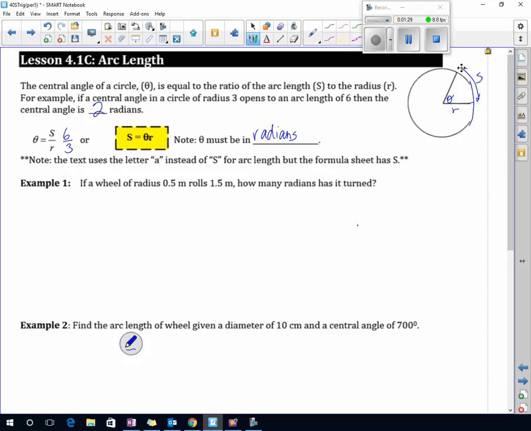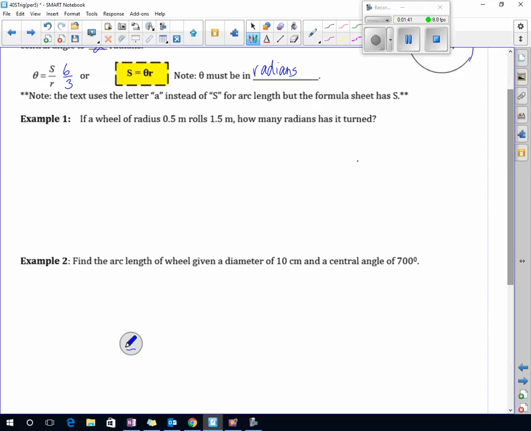Okay, so if a wheel has a radius 0.5 meters and rolls 1.5, if you have this wheel and it rolls, what's this length actually called? Well, that would be the length that goes around the circle, right? Rolling, just flattened, right? So that would be my arc length. So it's giving you an arc length, it's giving you a radius, and it needs to know how many radians it turns.